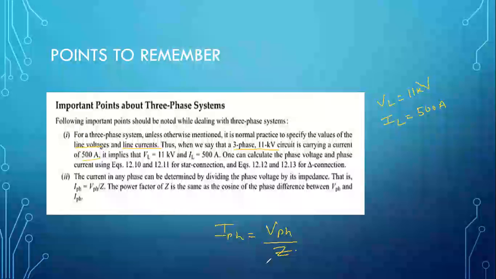Okay, and this Z is usually given in numerical problems, but we are doing qualitative analysis, so don't worry about the numerical problems much. The power factor of Z is the same as the cosine of the phase difference between V phase and I phase. Okay, we'll see this.